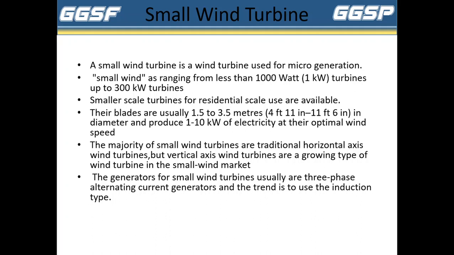Smaller scale turbines for residential scale use are available. Their blades are usually 1.5 to 3.5 meters in diameter and produce 1 to 10 kilowatt of electricity at their optimal wind speed. The majority of small wind turbines are traditional horizontal axis wind turbines, but vertical axis wind turbines are a growing type in the small wind market. The generators for small wind turbines are usually three-phase alternating current generators, and the trend is to use induction type.